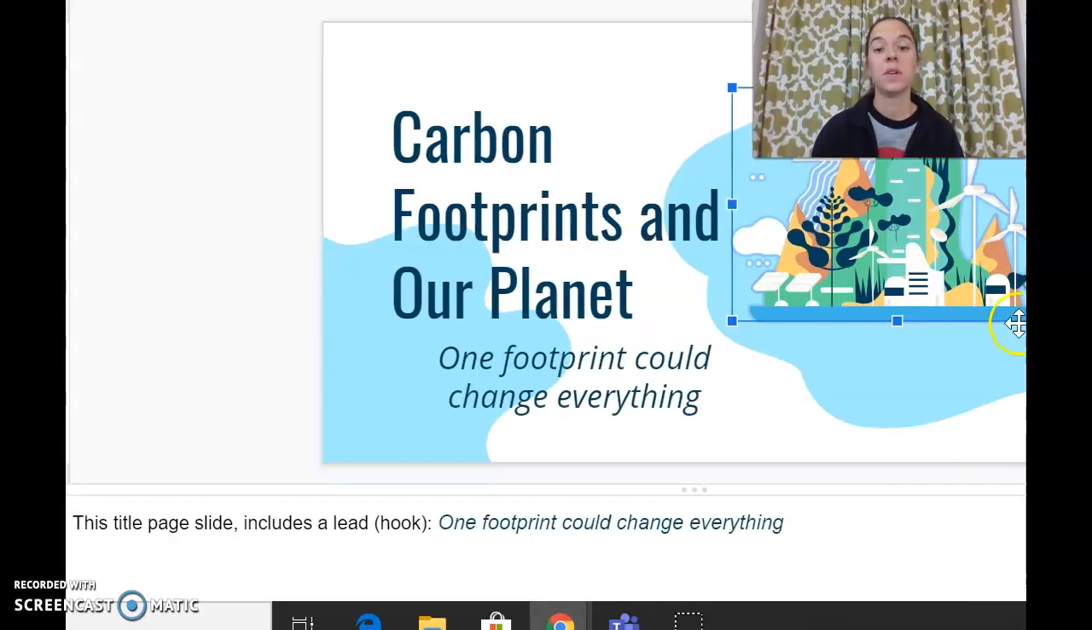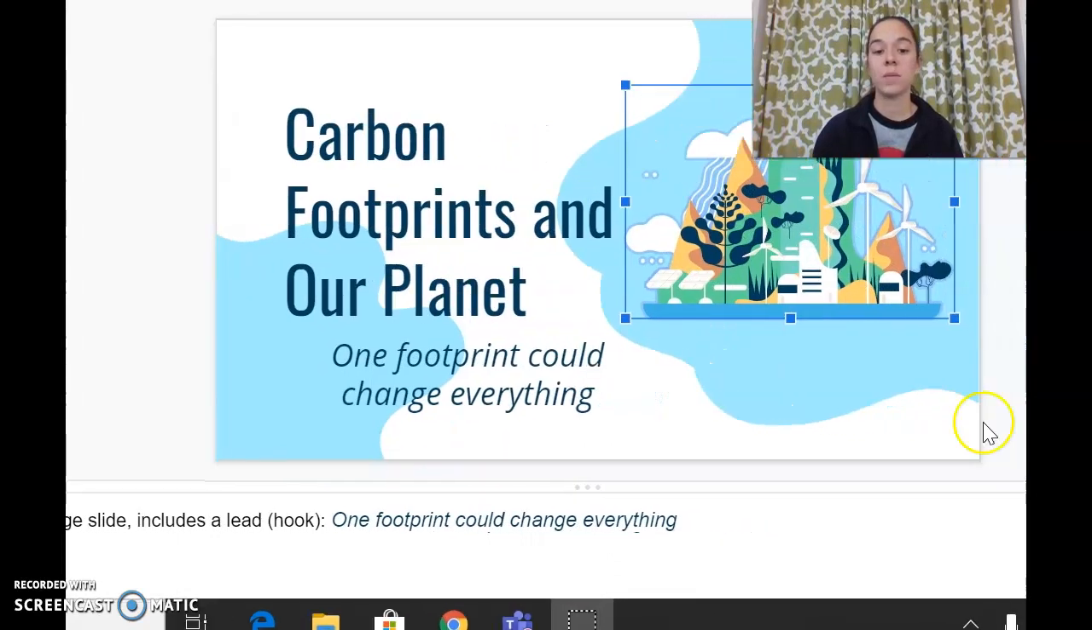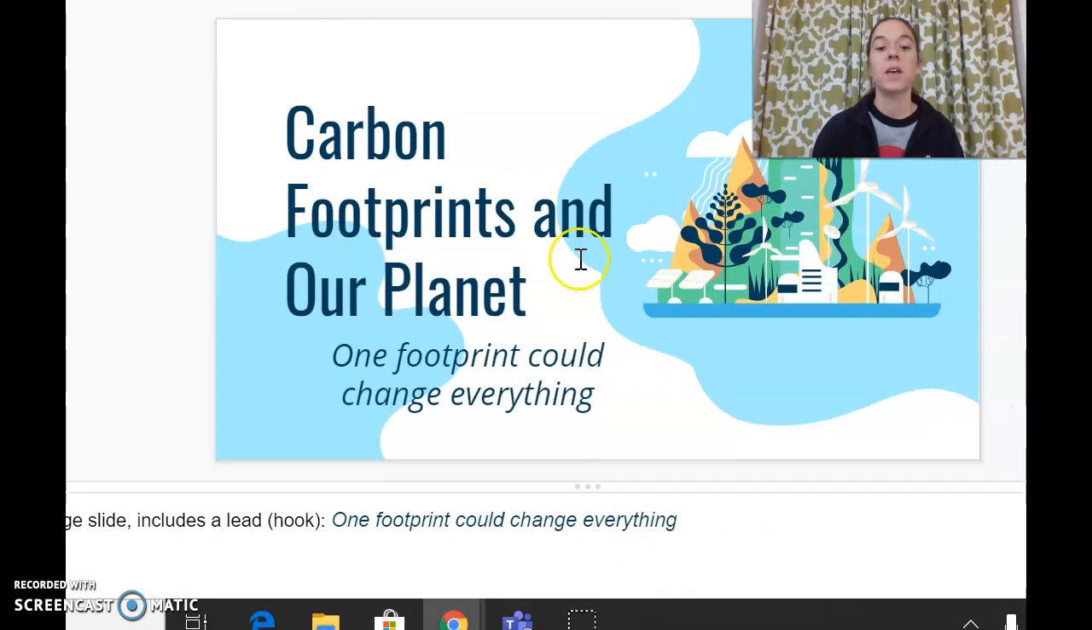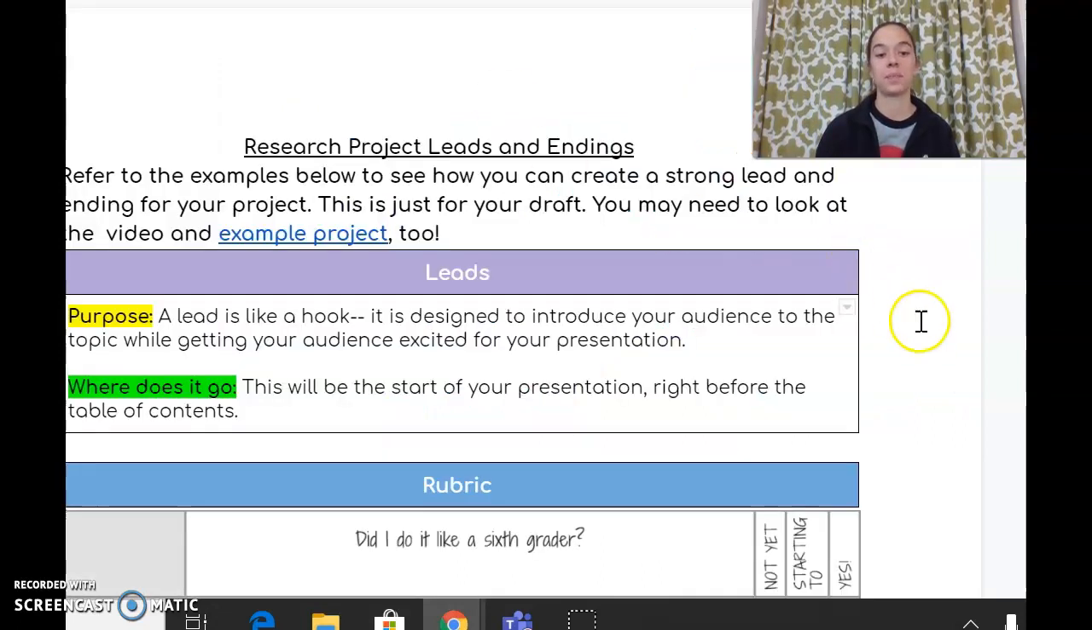All right, so if we look at our example one from last week, this is what this looks like. Carbon footprints in our planet. One footprint could change everything, right? So that's this person's lead. Very strong way to do it, saying that one footprint, that makes it personal. I could do that, right? I have feet, I could make one footprint, and it's saying one footprint could change everything. Very strong start there. So that's what we're looking at when we talk about a lead, okay?